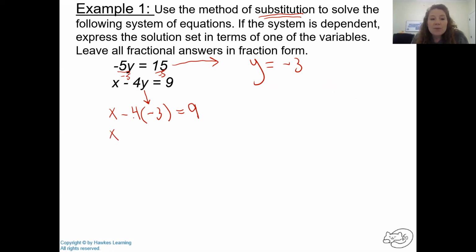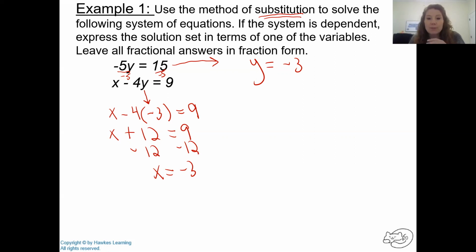Well, -4 times -3 is +12. Bring everything else down. Now I'm going to subtract 12 from both sides. So X is equal to -3. Now remember in the first section, whenever we had where they crossed, we had to write our solution as an ordered pair. Well, that's what I'm going to do this time. Remember, you write X first and then Y. So my solution to this system is (-3, -3). There's one solution and it's (-3, -3).